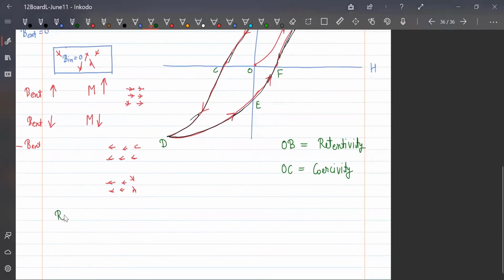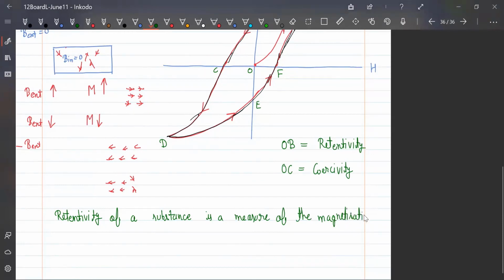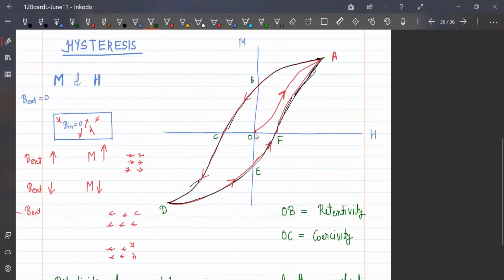So retentivity is defined like this: the retentivity of a substance is a measure of the magnetization remaining in the substance when the magnetizing field is removed. At this point, H, the external magnetic field, has been removed and is zero. At this time some magnetization is still remaining here. That OB is called the retentivity.